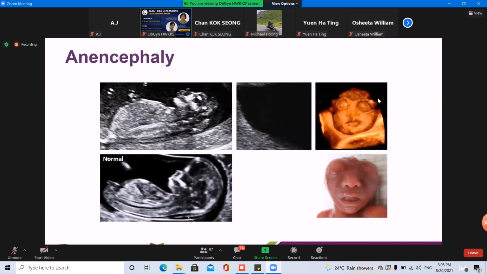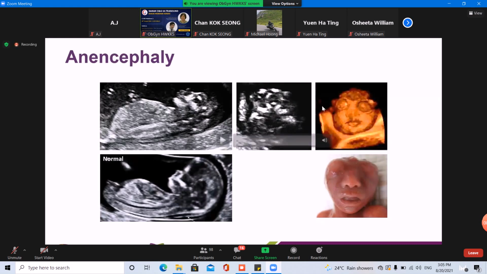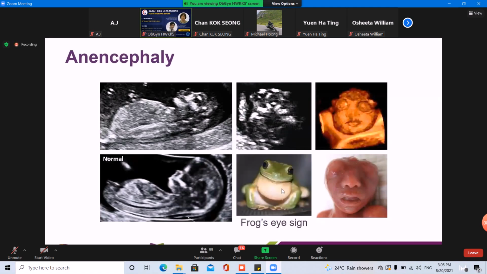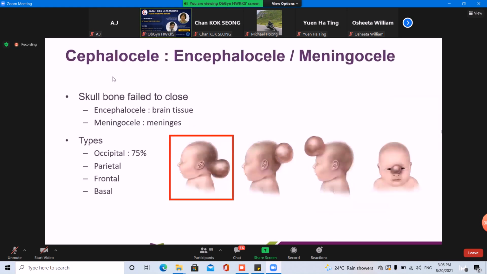And when you take a 3D, you can see the 2 eyes, and above the eyes, you can't see any brain at all. Therefore, when you look at the coronal section of the baby projection here, it is just like a frog. And therefore, we gave it a name called frog-eye sign of anencephaly. So this is the hypothesis for you to compare with.